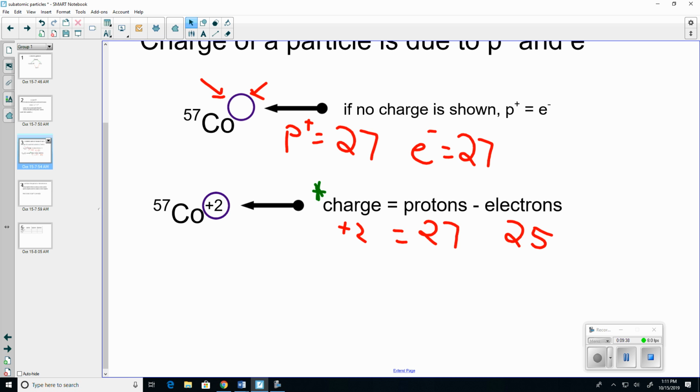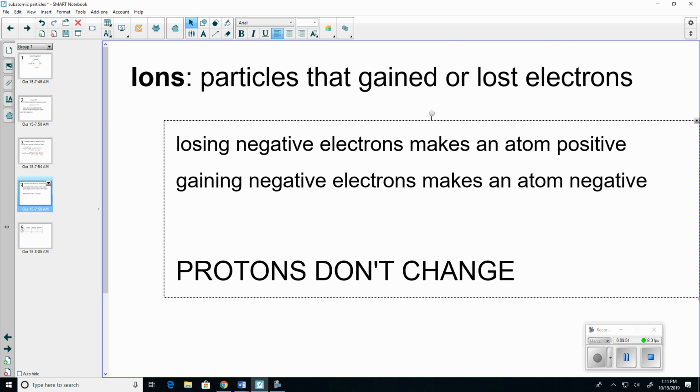So the top version, this is a neutral atom. An atom has equal numbers of protons and electrons, so it has no charge. An ion has a charge. And that's actually maybe the last thing I want you to write down for quote-unquote notes today, the definition of an ion. An ion is a particle, again, that could be an atom, although it could be bigger than that, that either gained or lost electrons. If you gain or lose electrons, you now have a charge.